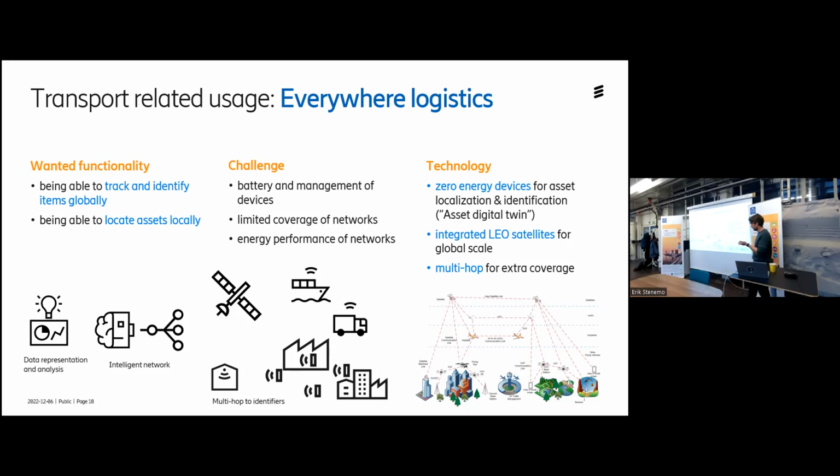So maybe a tracker on one piece of cargo can relay to another piece of cargo. Maybe not in these zero energy devices, but if you have slightly more advanced devices, maybe on a ship, you would relay the cargo on that ship over a node that is then relayed over satellite. So you have these multi-hops that you go through before you reach the endpoint, the intelligent network that is sort of capturing all this and analyzing it and representing it in some smart way for you to use it.